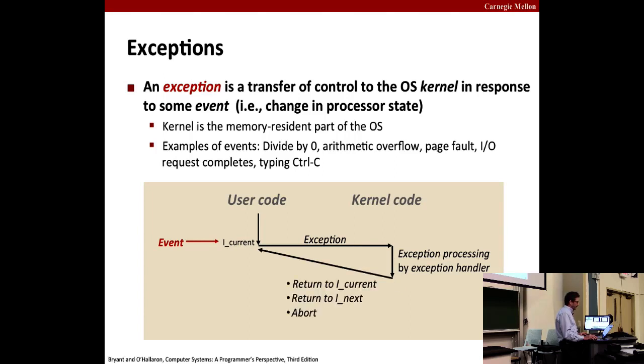And then there are three things that can happen after the kernel handles the exception. It can return and re-execute the current instruction. We'll see this is useful for things like page faults, and it allows us to implement virtual memory. It could return to the next instruction, which I've shown here, or it could abort.